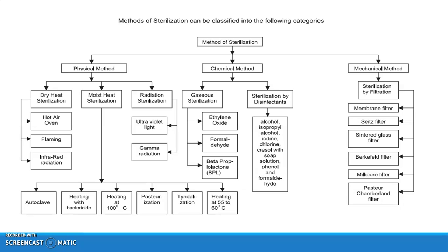Then comes the chemical method. It is classified again under two classes: gaseous sterilization and sterilization by disinfectant. Gaseous sterilization includes ethylene oxide, formaldehyde and beta-propiolactone. Sterilization by disinfectant includes alcohol, isopropyl alcohol, iodine, chlorine, cresol, soap solution, phenol and formaldehyde. Then comes the mechanical method, which is sterilization by filtration. It may include membrane filter, sintered glass filter, Berkefeld filter, Millipore filter and Chamberland filter.